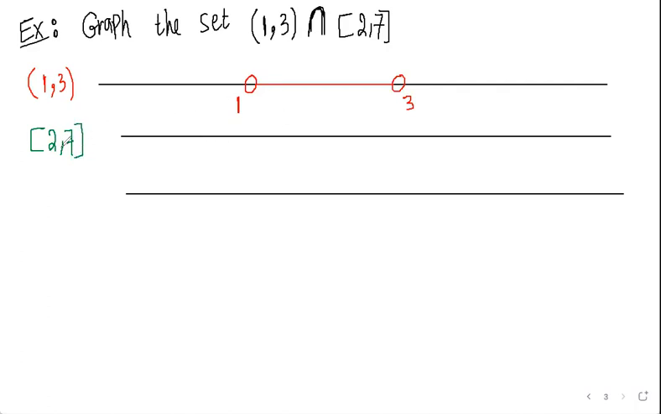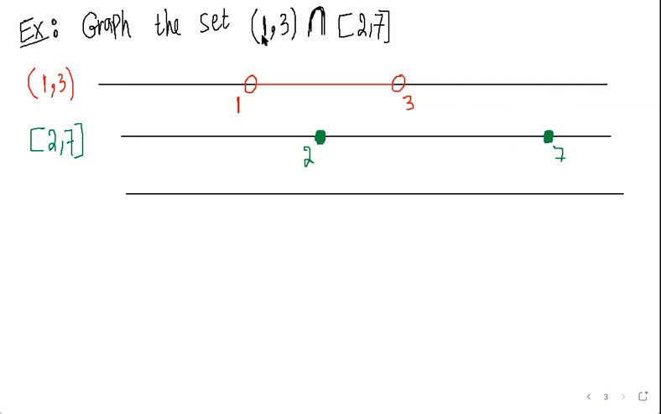So the number 2 will be in the middle between 1 and 3, right? So it would be something like this here. And because it's a closed interval, it would be a closed circle, like this. So here is number 2. And the 7 is greater than 3, so the 7 will be around here, approximately this point. And again, because it's a closed interval, it's a closed circle. So this is number 7.